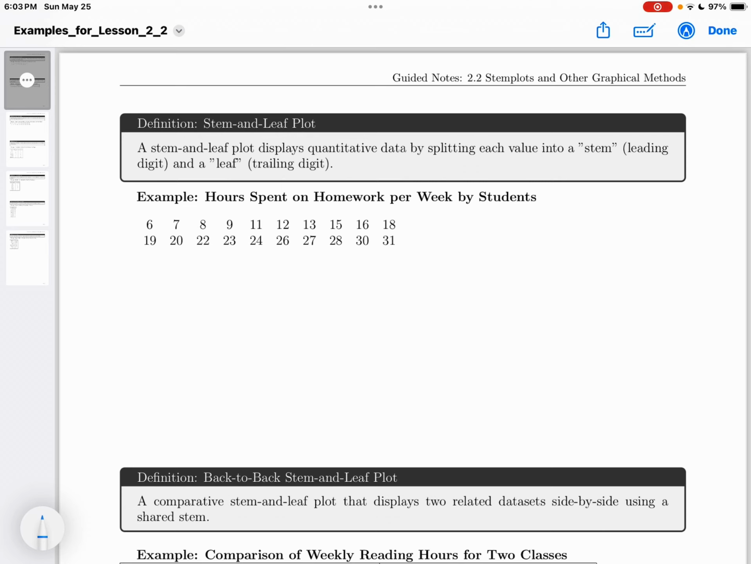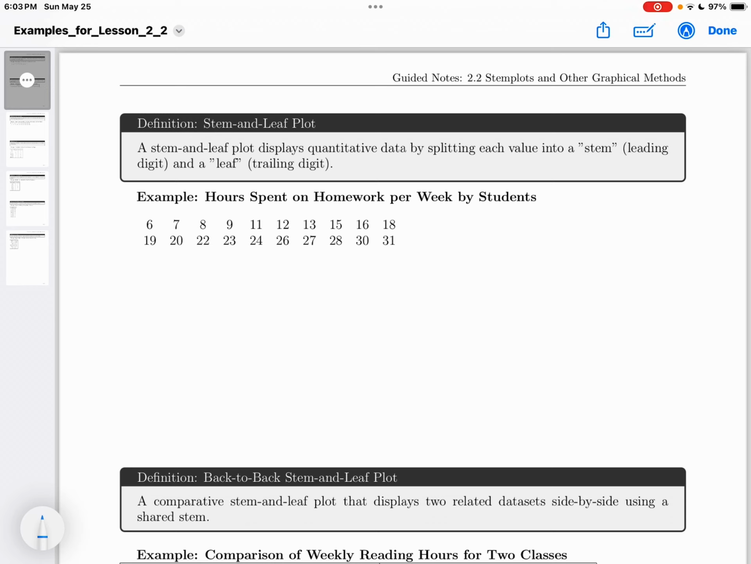kinds of graphs. So the first type of graph we're going to look at is called a stem and leaf plot. This type of graph is good for preserving the actual data values while actually showing the patterns. And you could also use the word distribution to see what the shape of the data looks like.